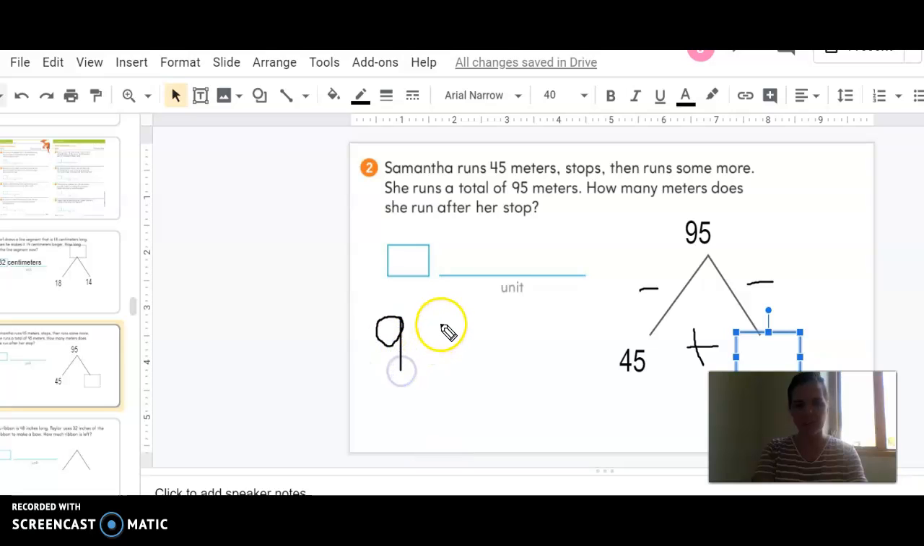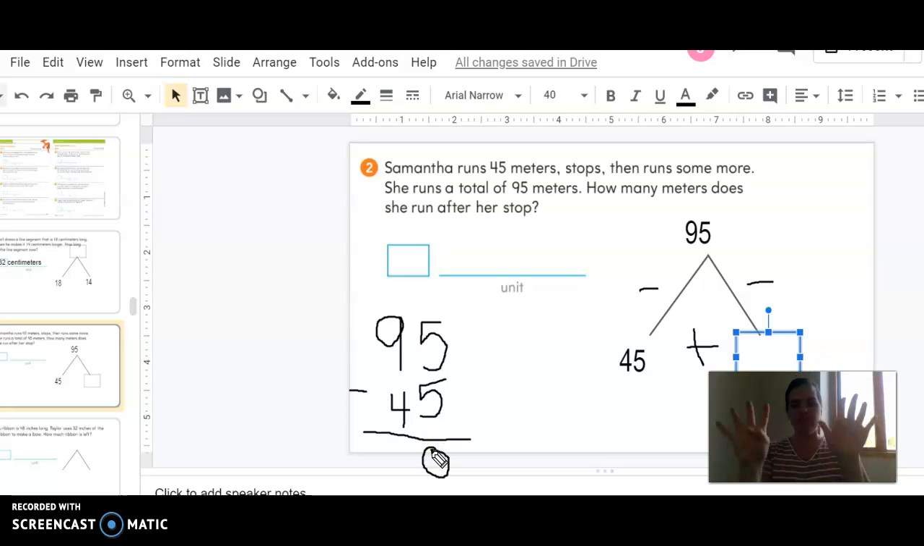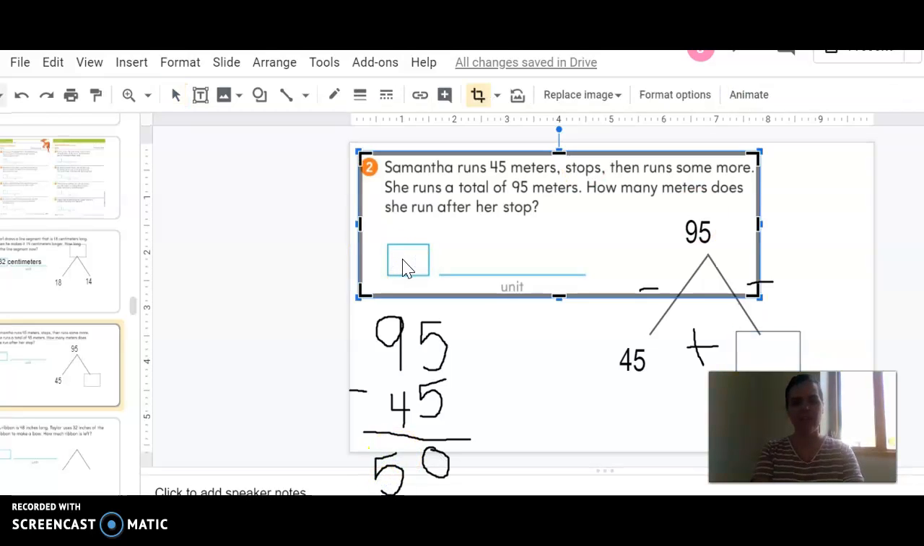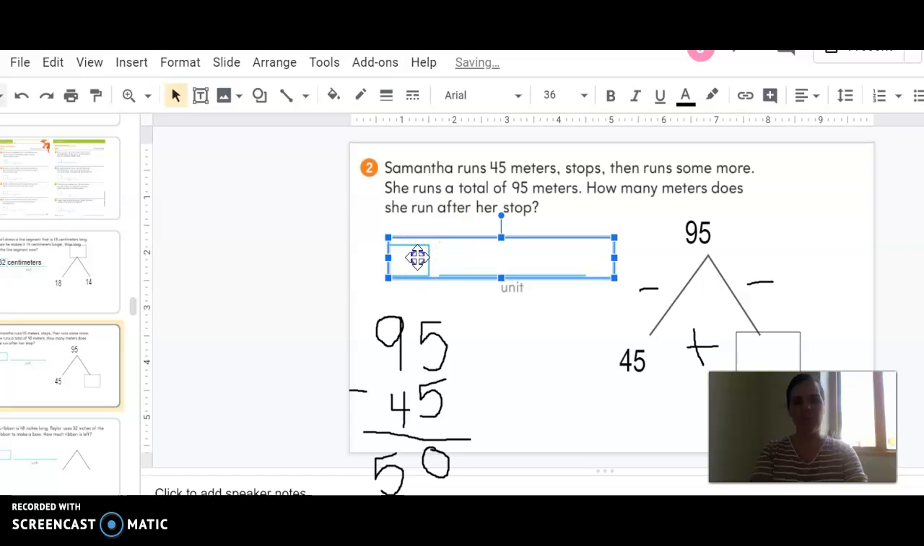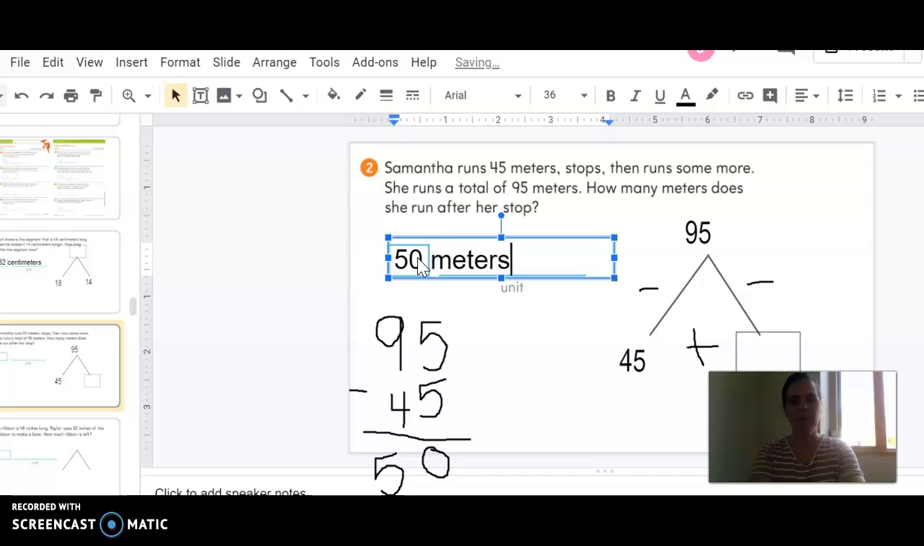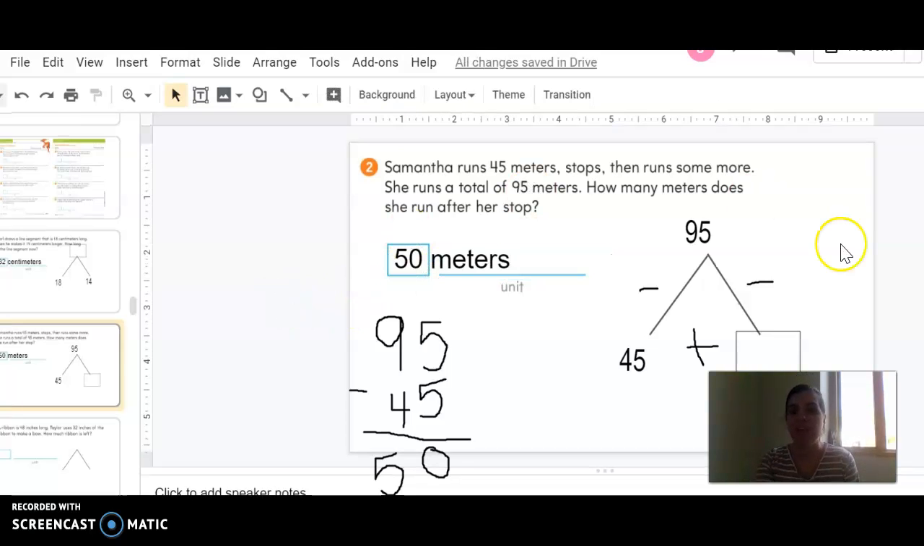I'm going to go ahead and do 95 minus 45 equals. So 5, if I have 5, can I take away 5? Yep, it's 0. If I have 9, can I take away 4? Yep, 50. So then I'm going to put my answer. How many meters did she run after her stop? Yep, 50 meters. Wow, she's a fast runner, a good runner. I bet, if she's running all of that.